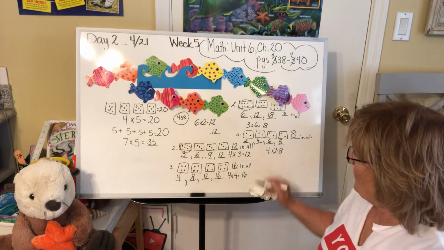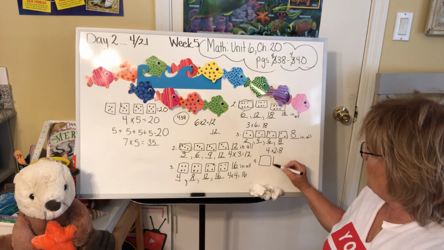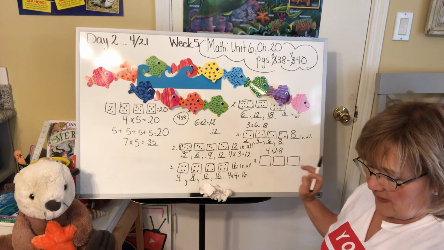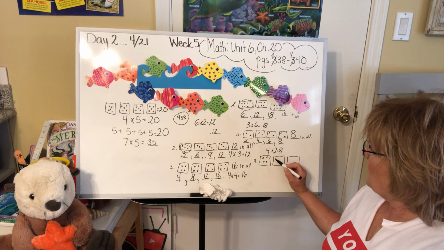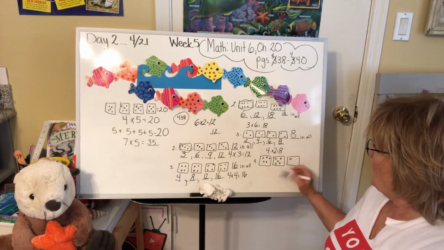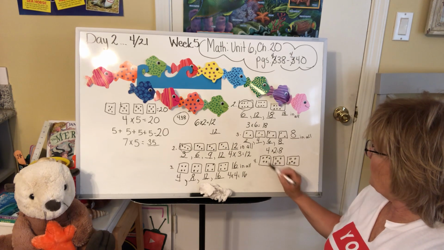Okay, number 4. You have 3 groups. Let's just start with that. And how many are in each group? 5. This is the way I learned it when I was a kid, how to make a 5. That I did not learn that way. My teachers would be very upset with me.